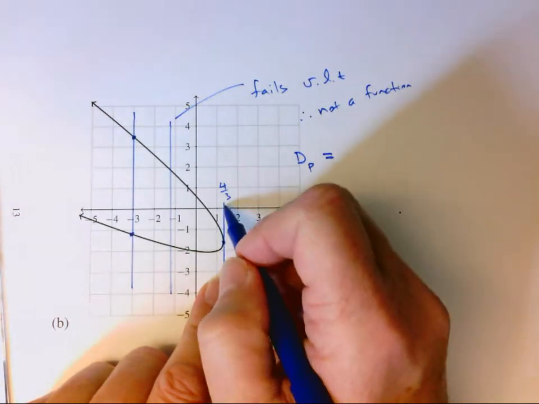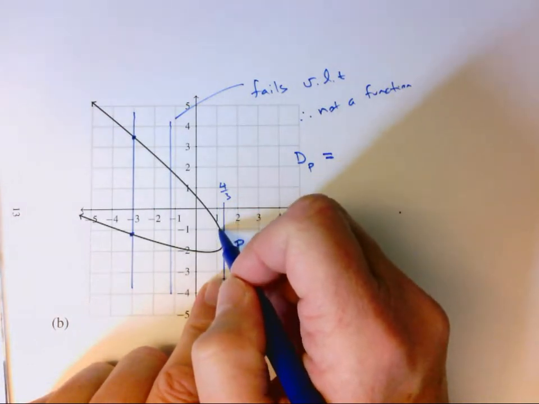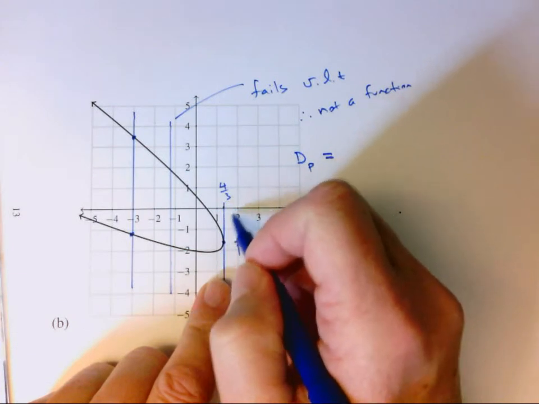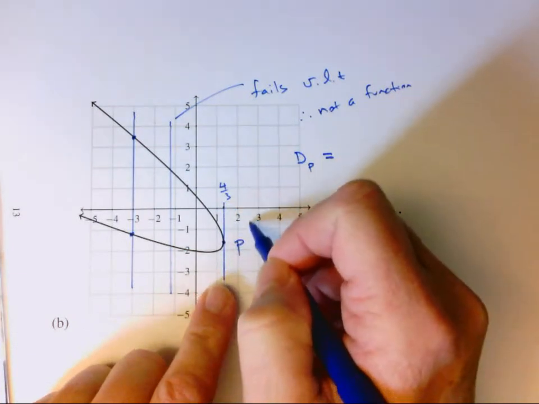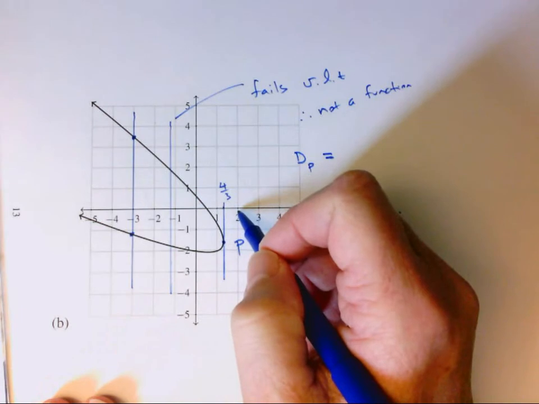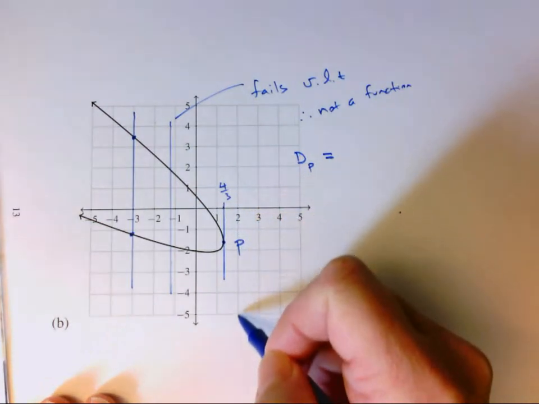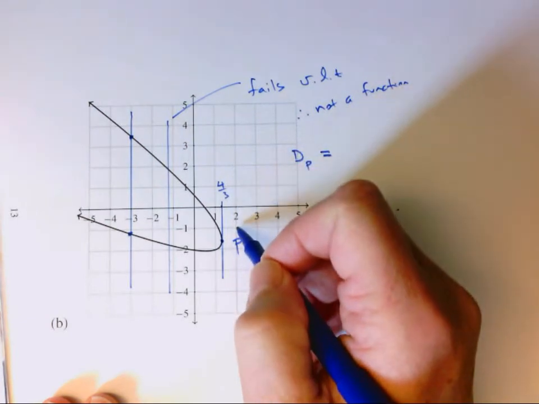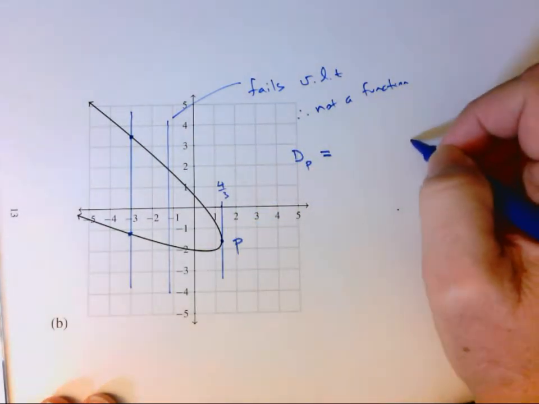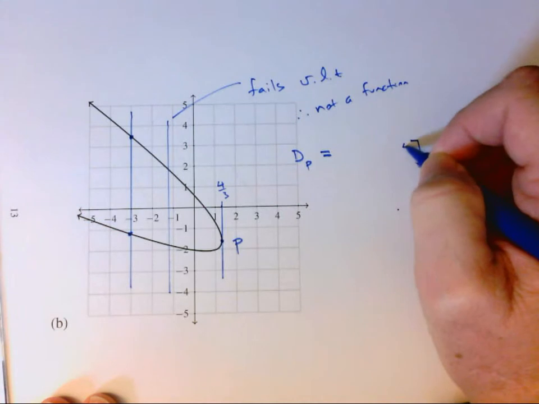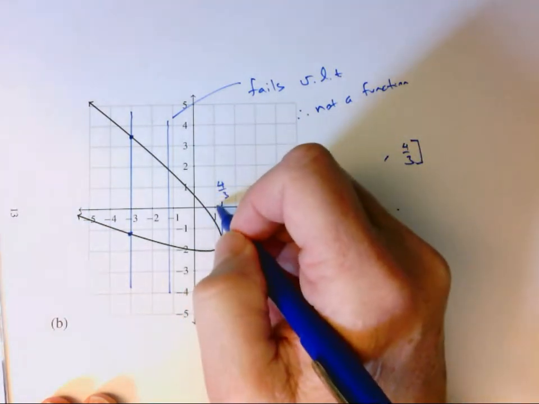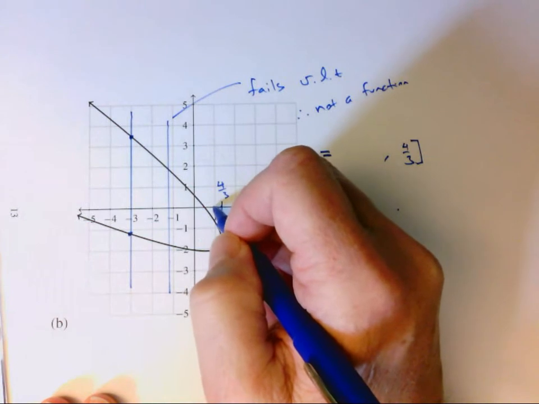So the domain can have x's less than, we're saying, 4/3, equal to 4/3. It can't have any x's bigger than 4/3. For instance, 2. There is no point on the graph with an x coordinate of 2. So 2 is not in the domain. The biggest thing we can have in the domain is 4/3.